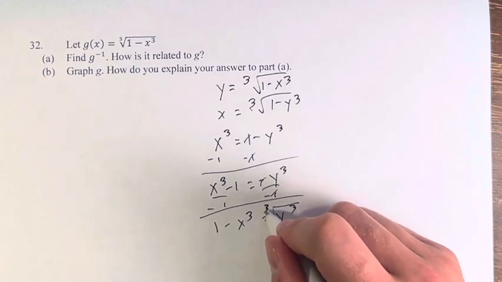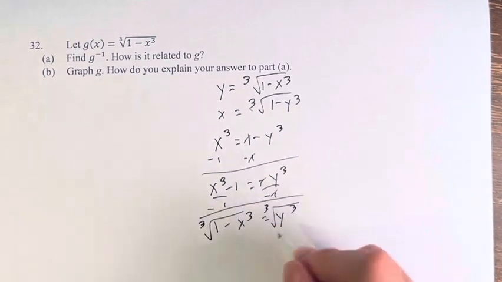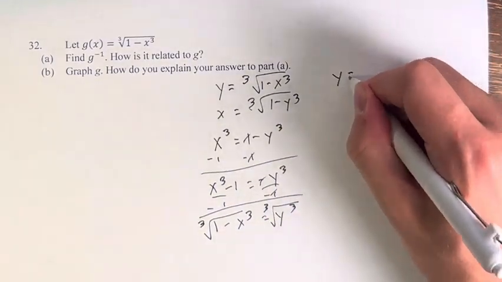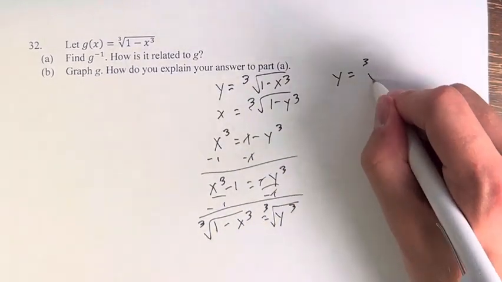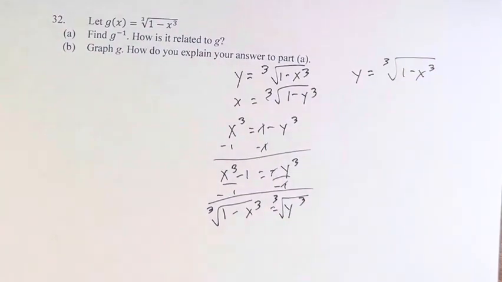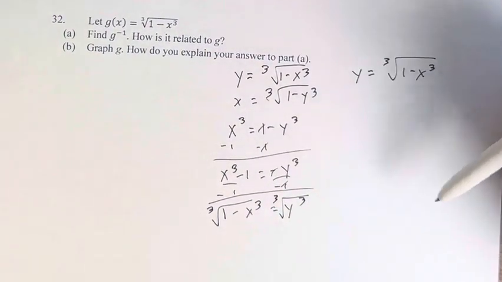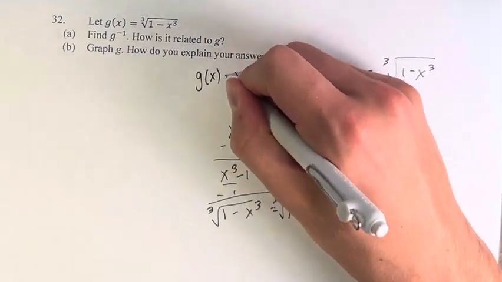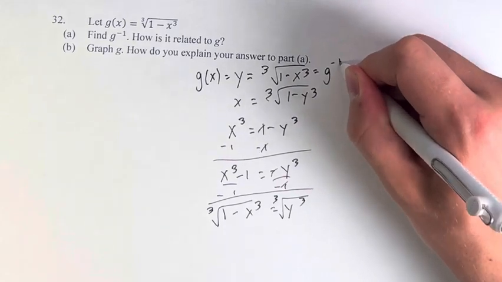And for another reason, as you'll see, when we take the cube root of both sides, we rewrite it up here. We have the cube root of y cubed is y is equal to the cube root of 1 minus x cubed. And you'll notice, how is it related to g? It is g. These two are the same thing, so g of x equals this, and it also equals its own inverse.